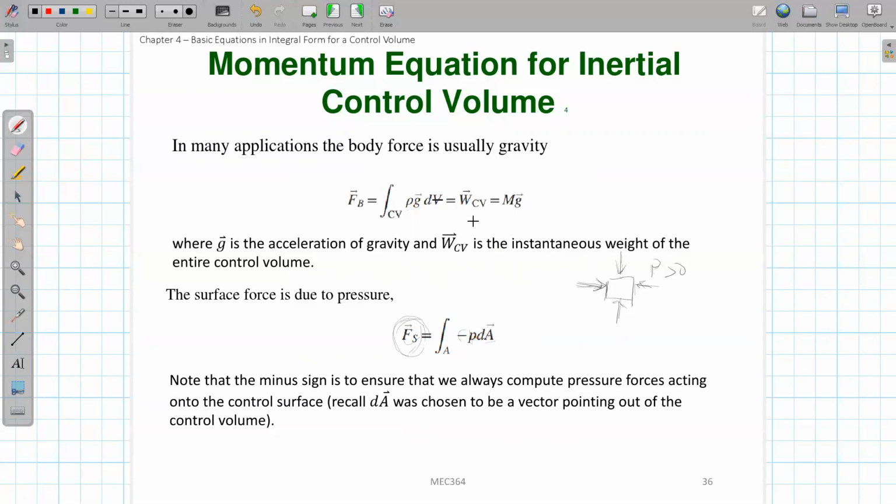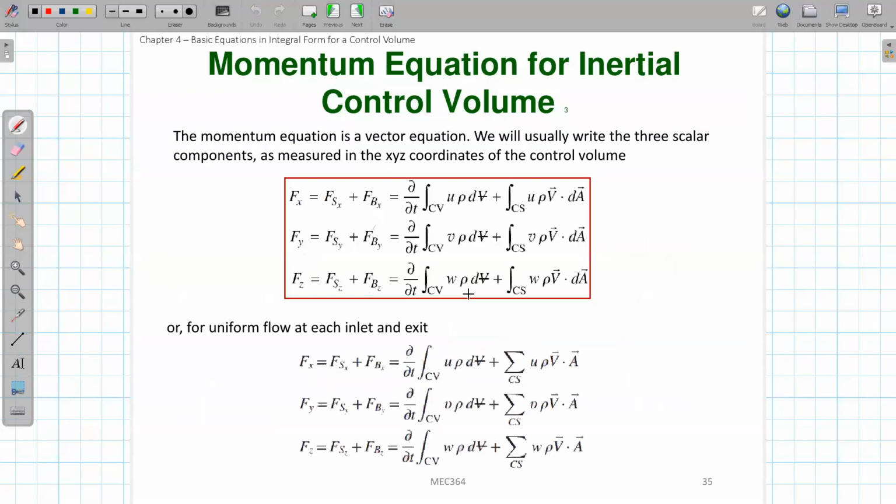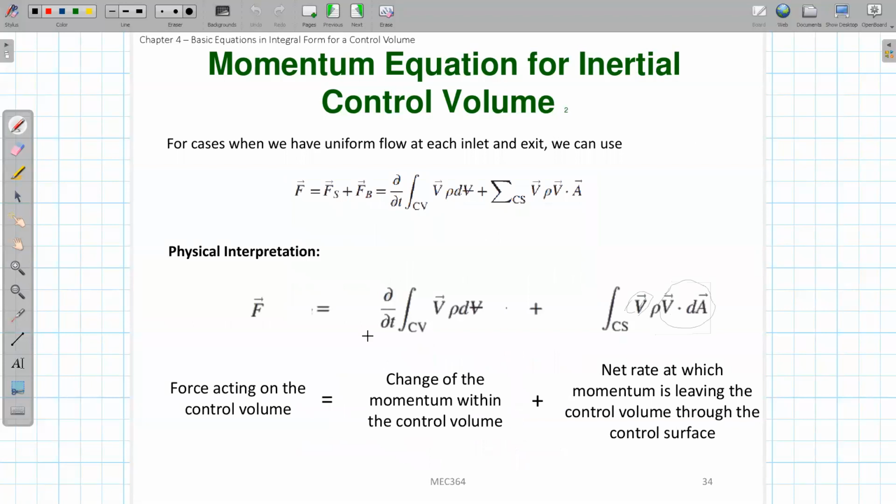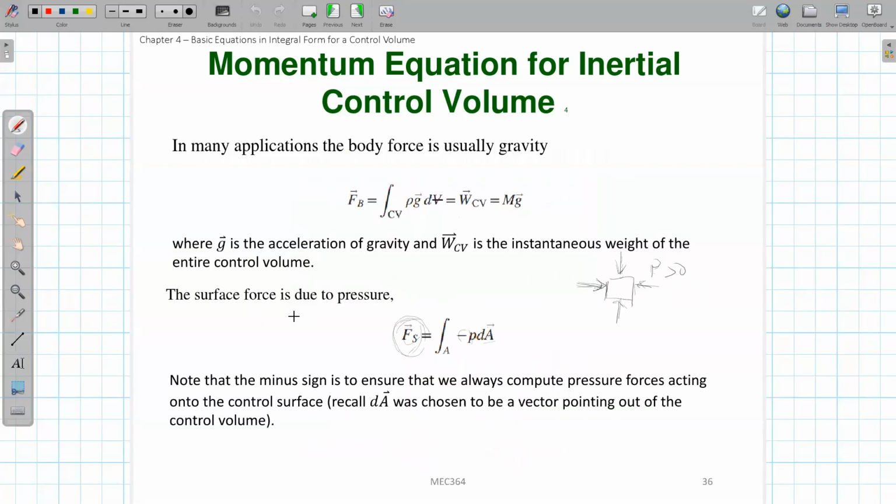Okay, so now you can see that this body force is the integration on volume, and the surface force is the integration on the surface area. So you can substitute these two terms back into the component equation that you have, or back into the integral vector form of this momentum conservation equation. So this is something we need to consider. Any question about this momentum equation, which is the Newton's second law equation for this control volume?